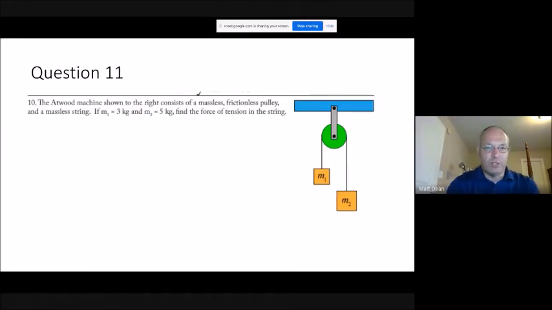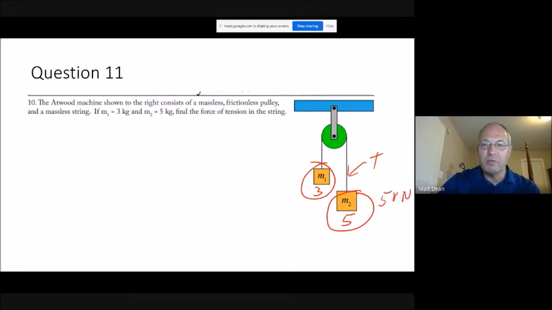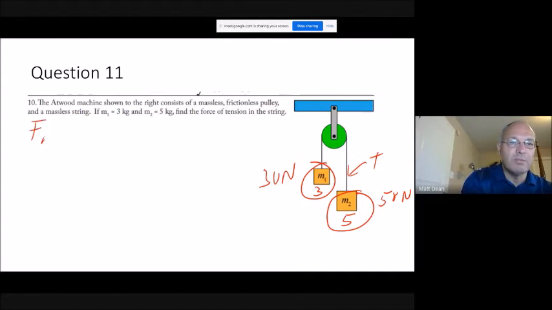All right, and this is an Atwood machine problem. And what we're trying to do here is we've got these two objects. This one's mass 3 kilograms, this one's mass 5 kilograms, and we want to find the tension in the string. First thing you need to do is to figure out what's the net force acting on the system. And the net force acting on the system is going to be essentially the weight of this box minus the weight of that box. So this box weighs 50 newtons, and this box weighs 30 newtons, just mg, 5 times 10, 3 times 10. So that means the net force acting on the system is 50 minus 30, 20 newtons.